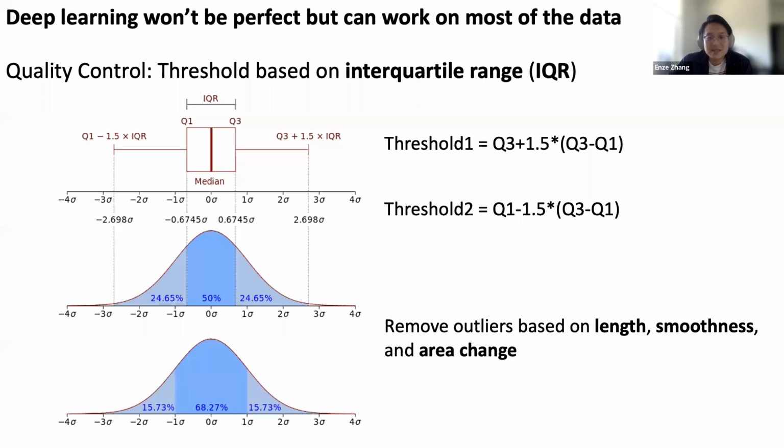We first calculate the length, smoothness, and error change of the terminus. The error change here means the error between the two temporally closest termini. After we calculate these, for each of them, like the length, we calculate the threshold based on the interquartile range. It is a mathematical method, purely based on the data distribution, to find out where the outliers are. Q3 means the 75th percentile, and Q1 means the 25th percentile. Then we use these two thresholds to remove outliers for data quality control.